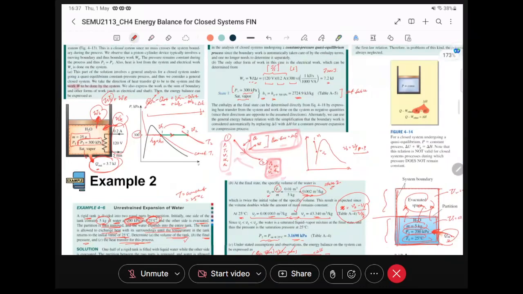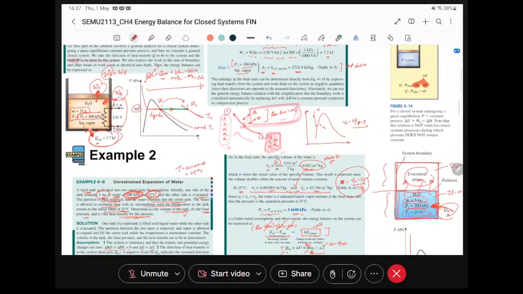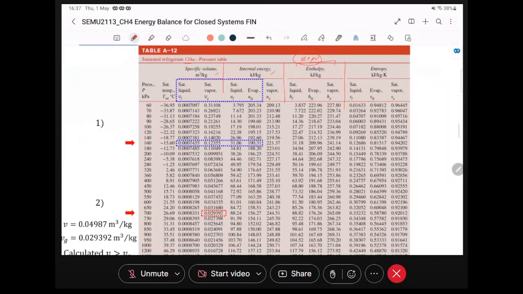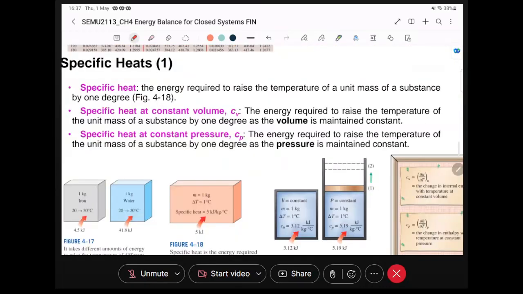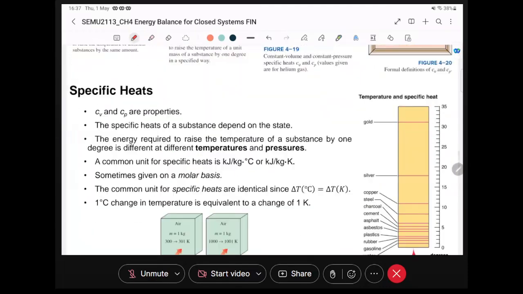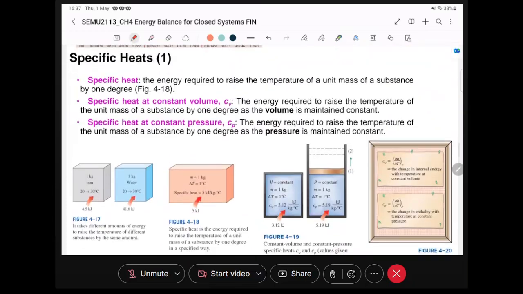Okay. Anyone else have a question? If no, then we'll move into the next part, which is ideal gas, basically. In fact, before ideal gas, let's look at what is specific heat.